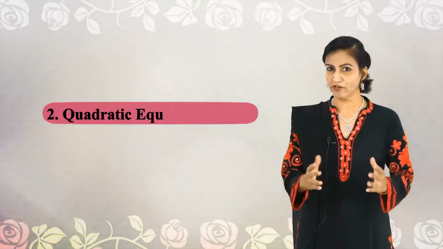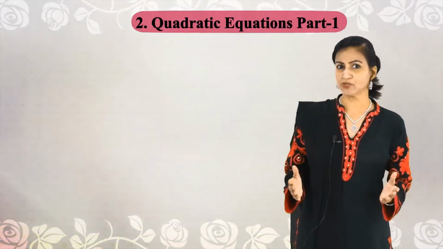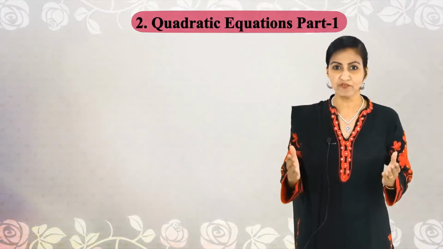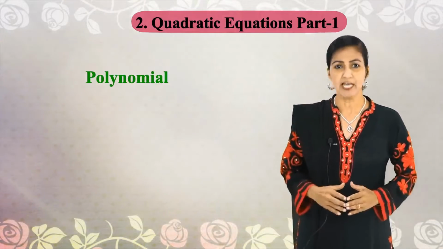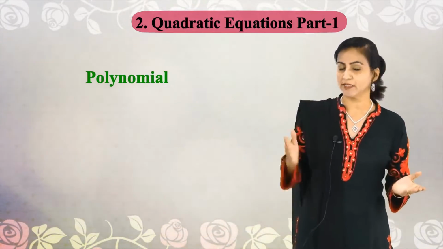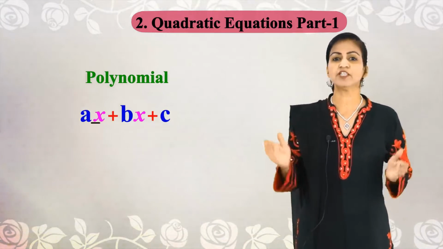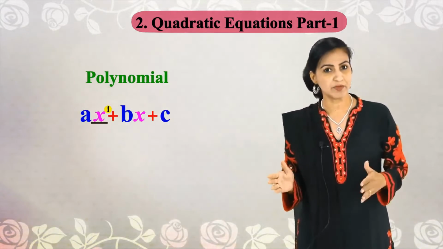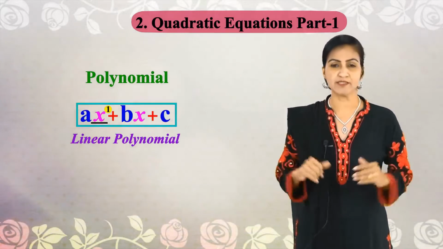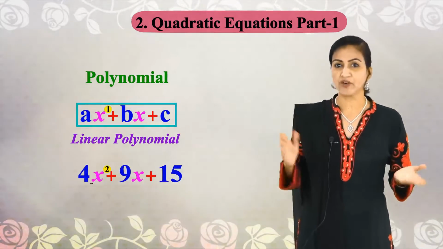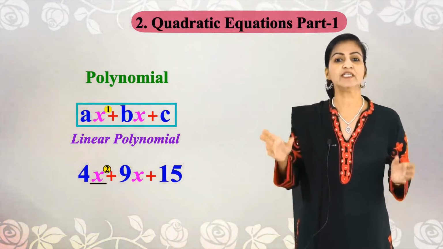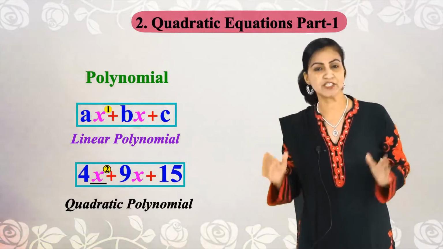Chapter number 2, Quadratic Equations. My dear students, in standard 9th, we have learned about polynomials. We have also learned about the types of polynomials based on the degree. The polynomials with degree 1 and 1 variable are linear polynomials. The polynomial with one variable and degree 2 is called quadratic polynomials.